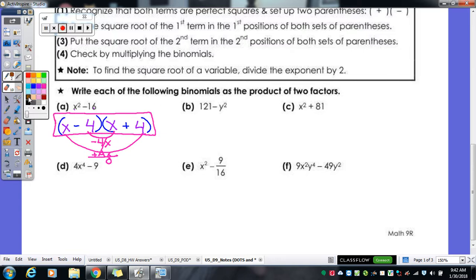So still, as you're going through this, you want to keep going through that process I was talking about earlier. You want to look for a GCF first. If that's there, you take care of it. Then you look to see if it's a trinomial, and then your dots is your third type of factoring.